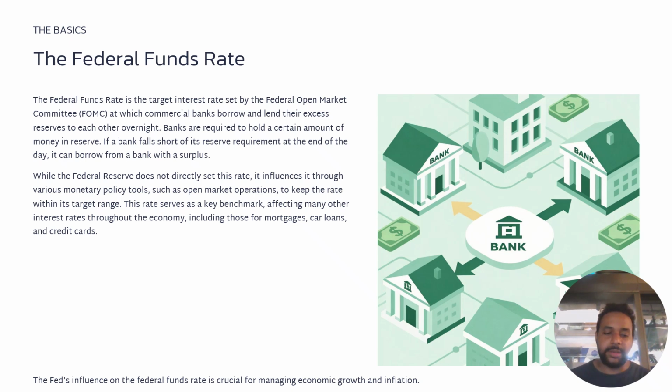Next will be the federal funds rate. It's basically where commercial banks borrow and lend their excess reserves to each other overnight. Let's say a bank falls short during that period, it can borrow from someone with a surplus. While the Fed does not set this rate, it influences it through various monetary policy tools to reach the rate we need.